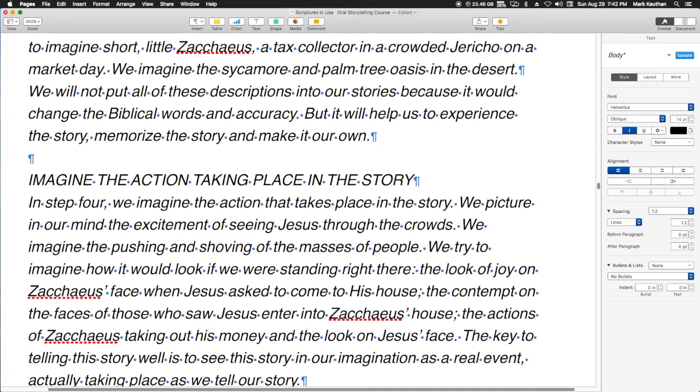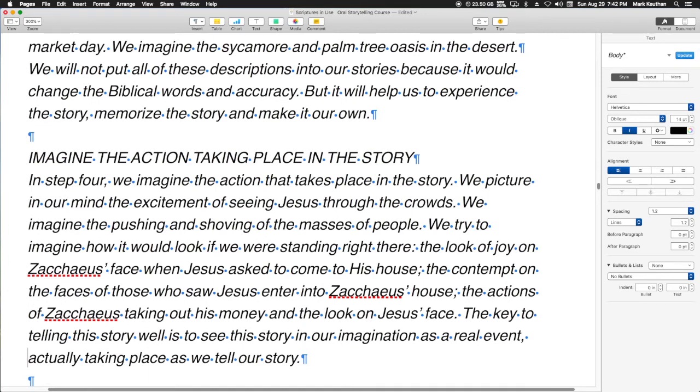All right? This is that orality quality that people want in a story. They want to be immersed in the story that you're telling. They want to feel like they're there. The look of joy on Zacchaeus' face when Jesus asked to come to his house, and the contempt on the faces of those who saw Jesus enter Zacchaeus' house, the actions of Zacchaeus taking out his money and the look on Jesus' face. The key to telling this story well is to see the story in your imagination as a real event, and in fact we know it was.